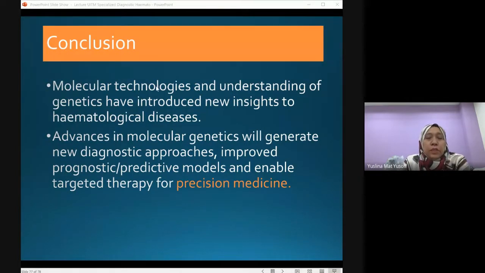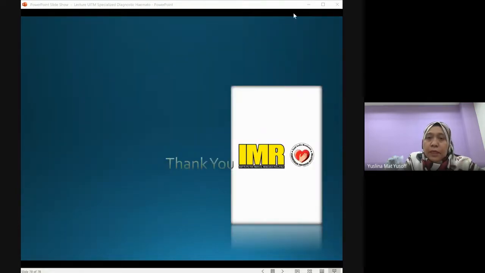So as a conclusion, molecular technologies and understanding of genetics have introduced new insight to hematological diseases. And advances in molecular genetics will generate new diagnostic approaches, improve prognostic or predictive models, and enable targeted therapy for precision medicine. I think with that, I thank you.